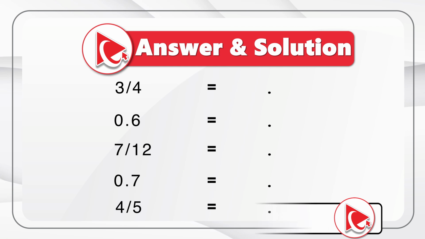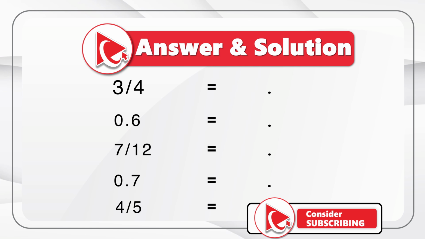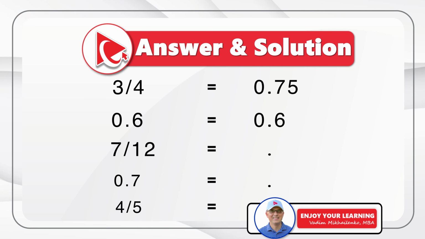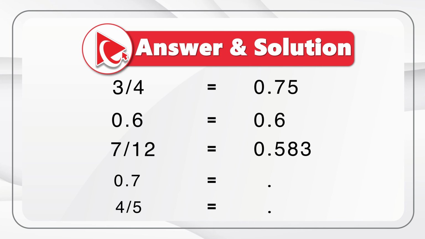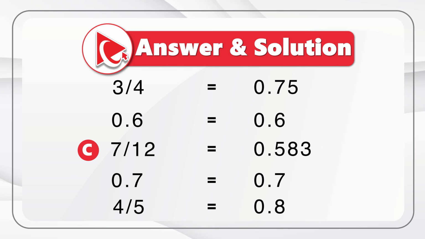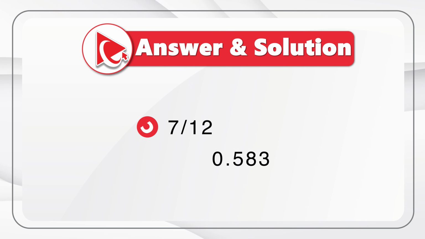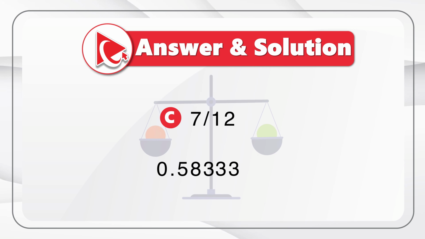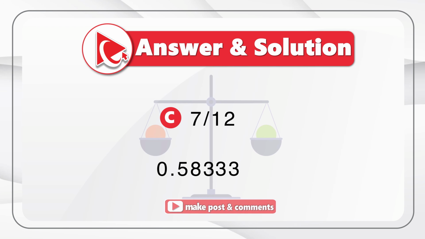I chose decimal format. 3/4 in decimal is 0.75. 0.6 is 0.6. And 7/12 is 0.583. 0.7 has the same value, and 4/5 is 0.8. Now you can easily see that the smallest value is choice C, 7/12, which is approximately 0.58333. Did you get to a similar solution? If not, please make sure to post your answer and solution in comments.